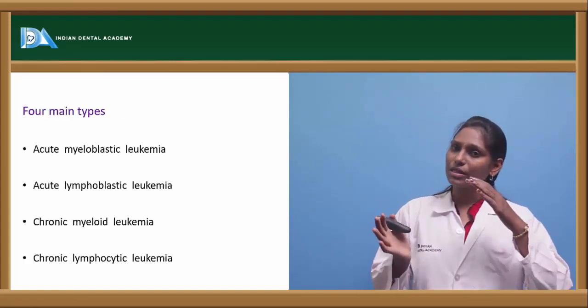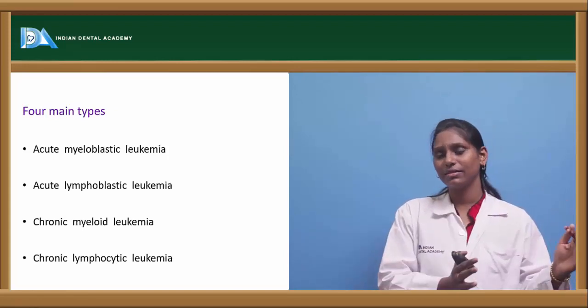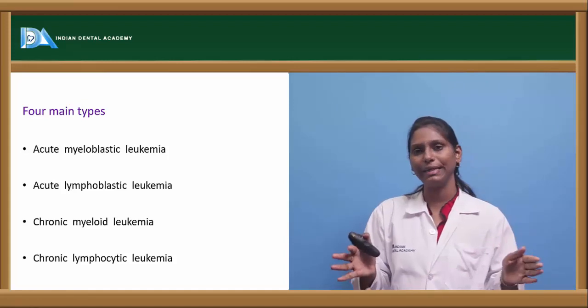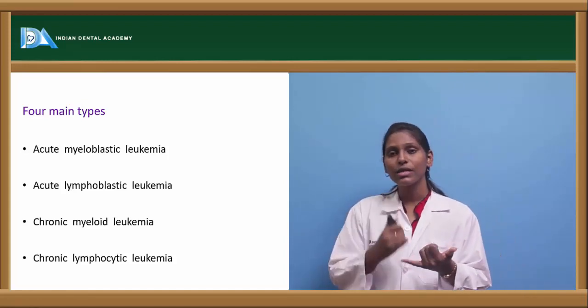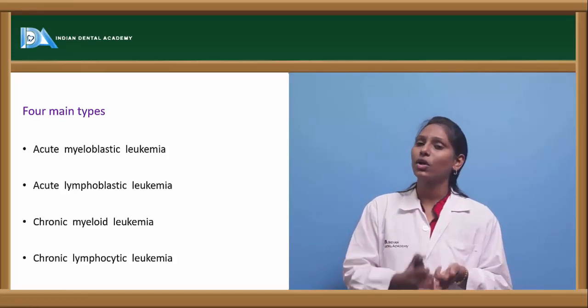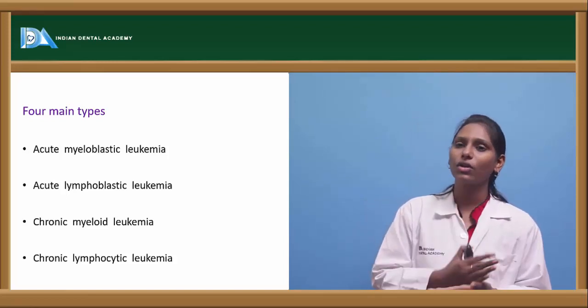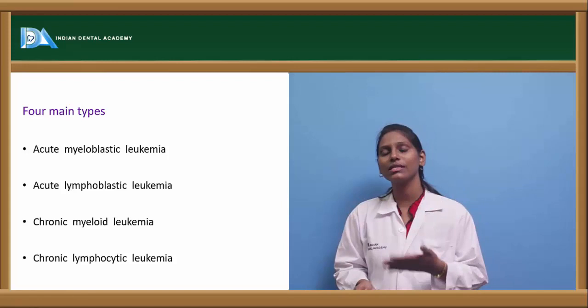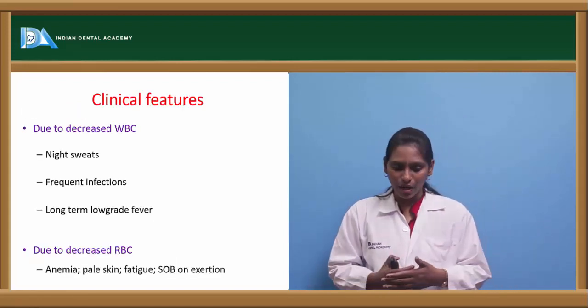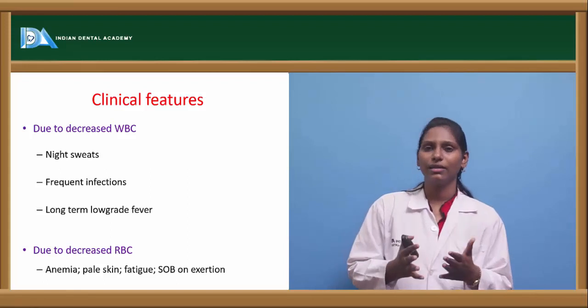So based upon this duration and the series that is involved, it is divided grossly into 4 main types. These 4 main types include acute myeloid leukemia, acute lymphoblastic leukemia, chronic myeloproliferative leukemia and chronic lymphocytic leukemia. Now coming back to the clinical features.